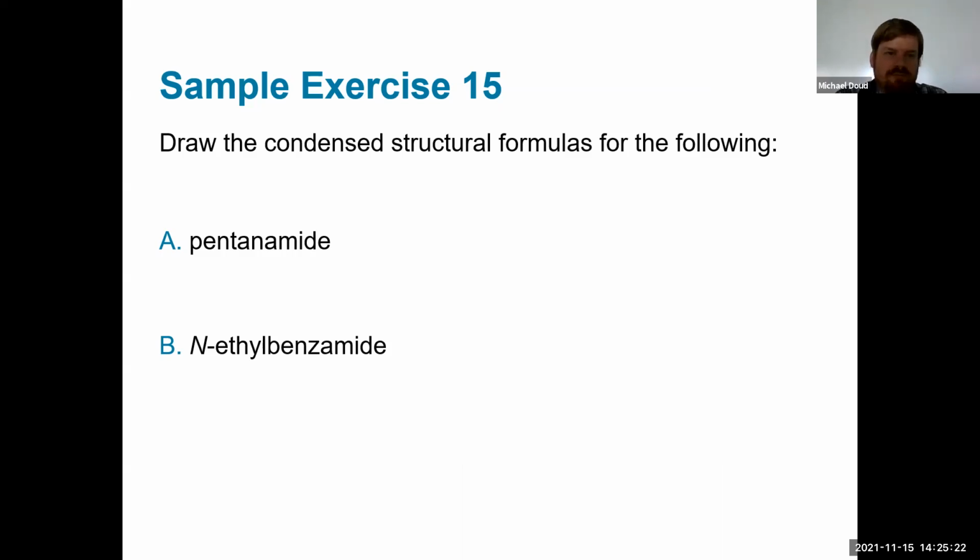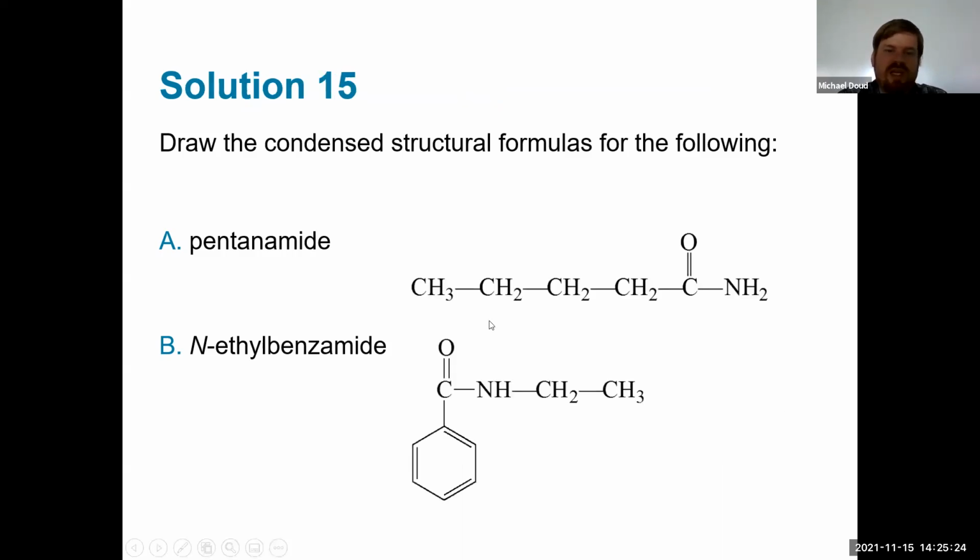Okay, let's take a look. So pentanamide is easy enough. It's 5 carbons on an amide, which means you have a carbonyl and carbon 1 onto an NH2. And I realize I maybe didn't tell you what benzamide was, but benzamide is just like benzoic acid, where you have a benzene ring with a carboxylic acid on it. Benzamide is just a benzene ring with an amide on it, like this. With an N-ethyl substituent, that means that we have an ethyl group coming off of the nitrogen on the benzamide.